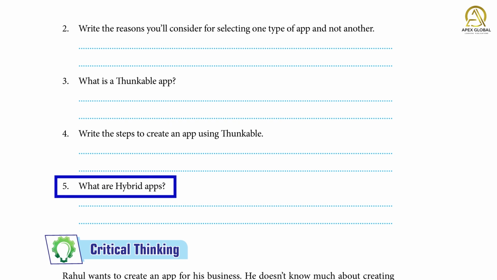5. What are hybrid apps? Answer: Web apps and native apps are combined to create hybrid apps. These apps can be loaded on a device much like native apps and have a user interface similar to a web app. Apps that are hybrids can be acquired from the iOS or Play stores.